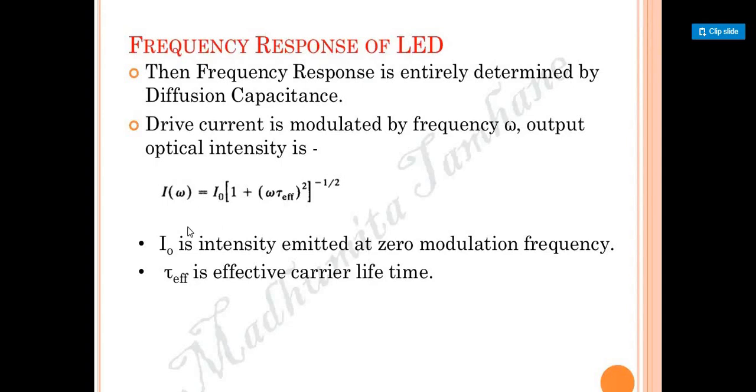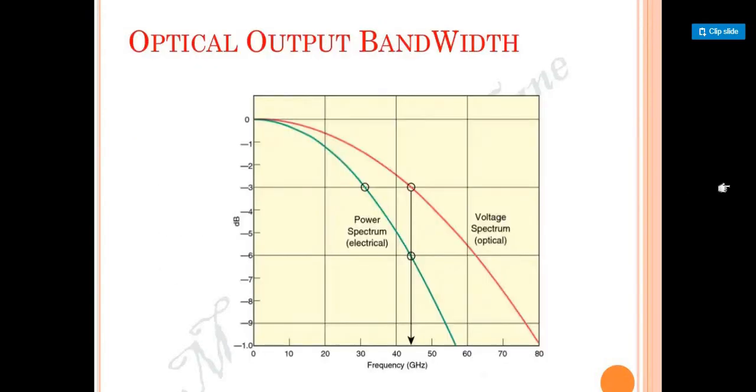What is I naught here? I naught is the intensity emitted at zero modulated frequency, and tau effective is the effective carrier lifetime. We have discussed the lifetime as well, right? Now how do we see the graph of it? If you want to see frequency with respect to gain in decibels, we can see frequency in gigahertz and decibels. Whenever we pass from the zero origin, we take the first spectral line. It is the power spectra of electrical components. What about the optical voltage spectrum? That is the optical parameter. Based on that, we get the slope like this.